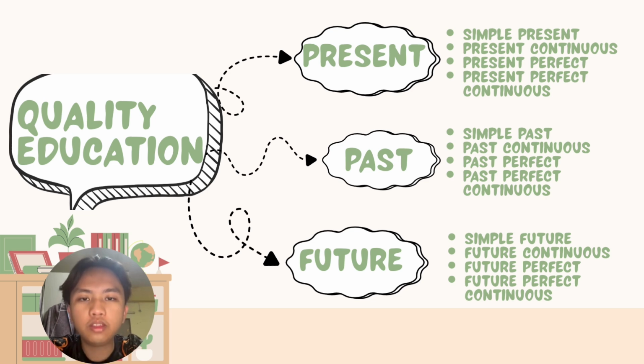We will be presenting present, past, and future tenses, which are simple present, present continuous, present perfect continuous, simple past, past continuous, past perfect, and past perfect continuous. And lastly, simple future, future continuous, future perfect, and future perfect continuous.